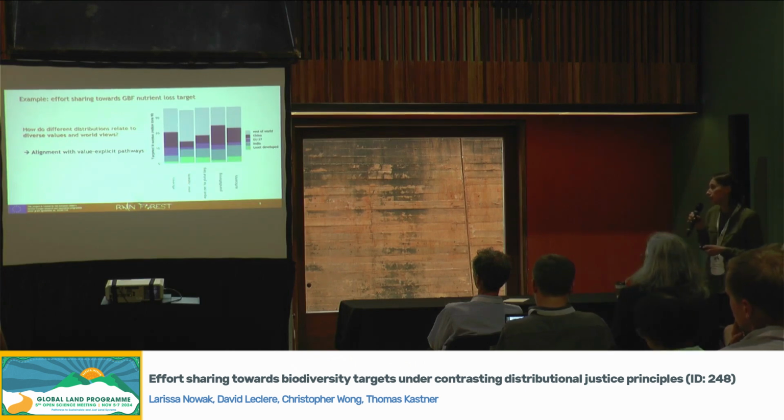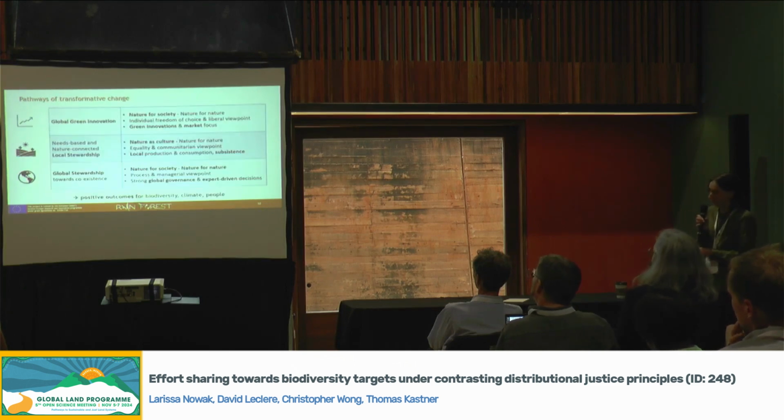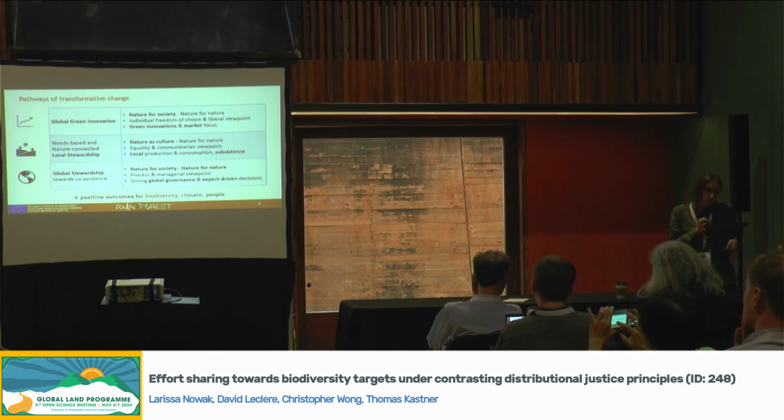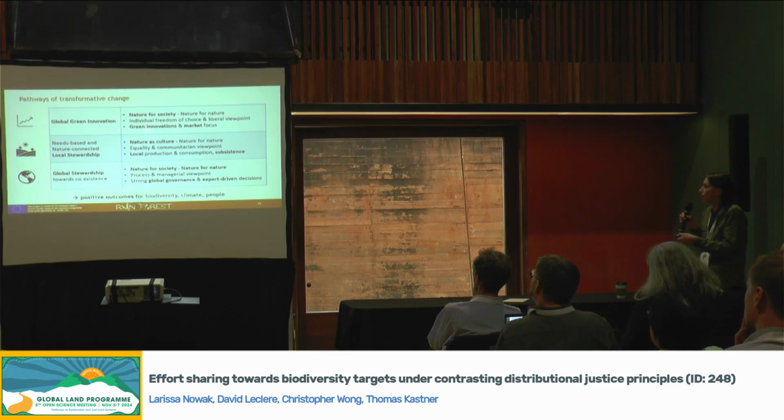And in order to explore that, we align these distributions with pathway narratives that we also developed in the same project. These are 3 pathway narratives that all should lead to positive outcomes for biodiversity, climate, and people. They are building on some existing pathway narratives, and we fed them with the Nature Futures framework and other value and justice considerations. Very quickly, we have one that is green growth, a nature for society, value for nature, and we focus on green innovations, on market regulation, on efficiency.